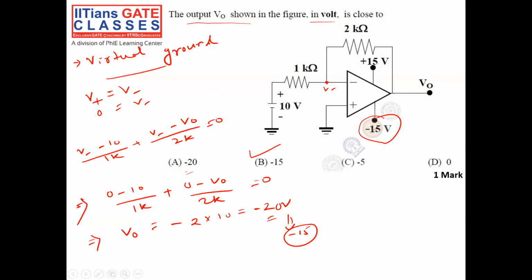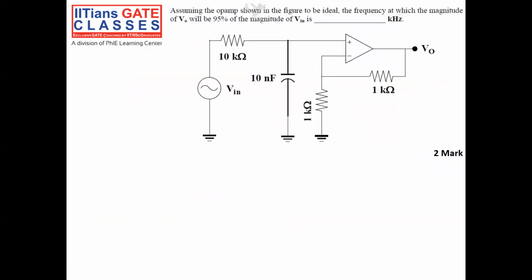Okay, so let us see the next question. Assuming the op amps in the figure to be ideal, where ideal means the gain of the op amp is equal to infinity, bandwidth equal to infinity, input resistance equal to infinity, and output resistance equal to zero. This is the ideal op amp. And we need the frequency at which the magnitude of V0 will be 90% of the magnitude of Vin.